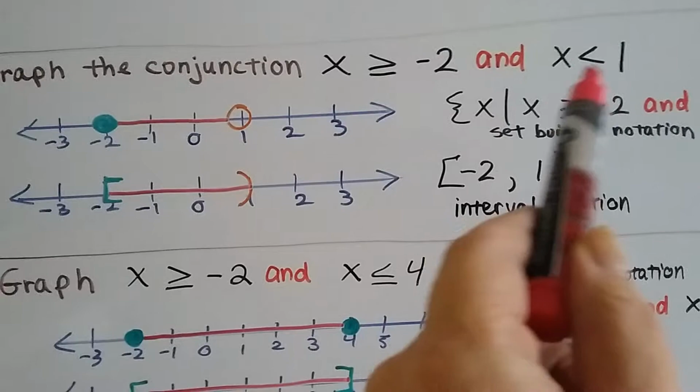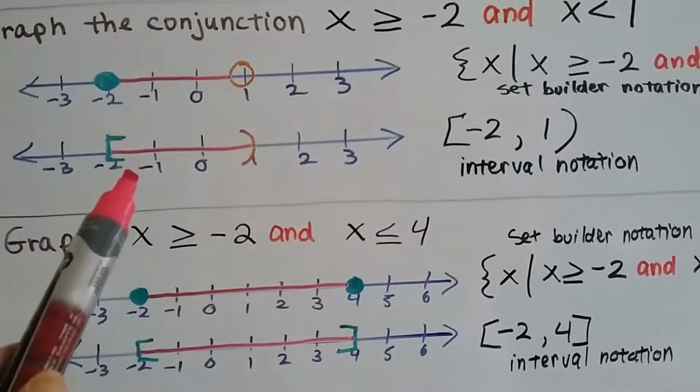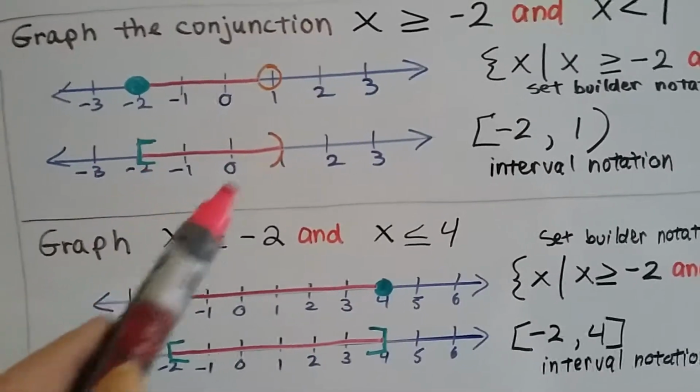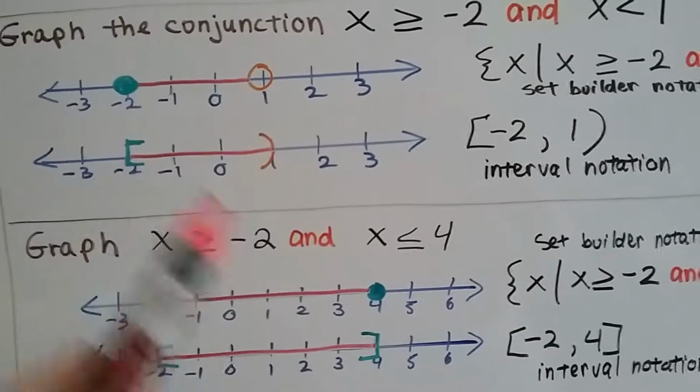If that had the bar underneath it, then we could fill this in, but it doesn't. So that's our solution. And in interval notation, because the negative 2 is included, we put the bracket, and because the 1 is not included, we put the parentheses, and then that's our solution.